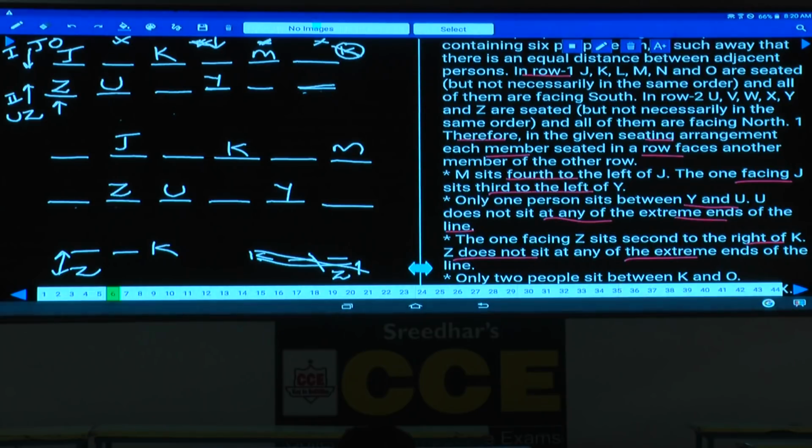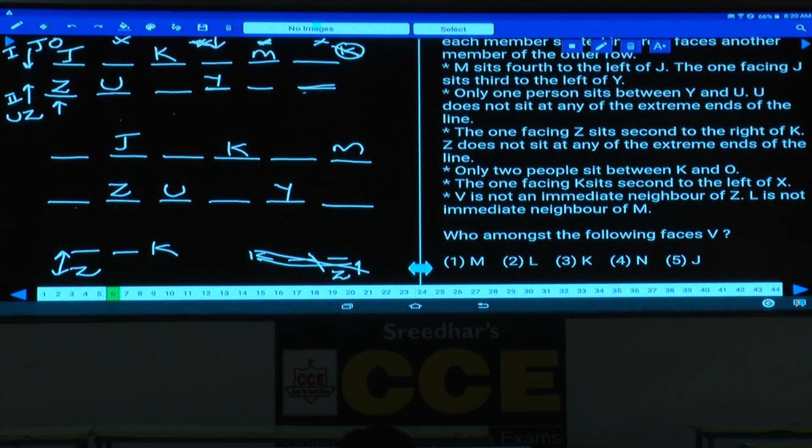And the next one, only two people between K and O. As only two people are between K and O, here O must be at this place. Now in case one, O must be at this place. Only two people, case one. Why is case one ruled out?